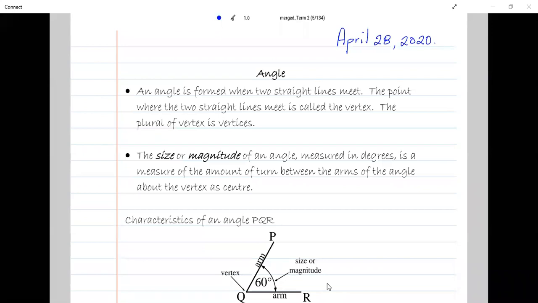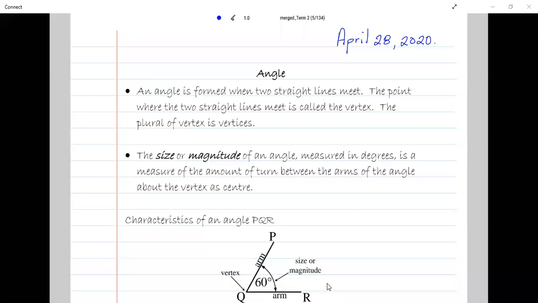All right, so ladies and gentlemen, today we're doing angles. The notes are in your STC notebook. I'm going to start. All right, so we'll start with what is an angle.